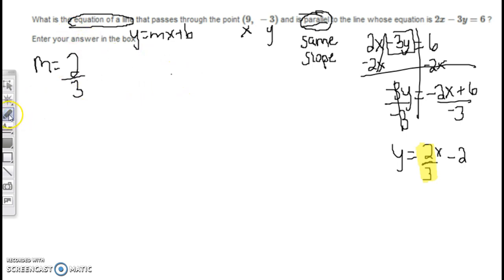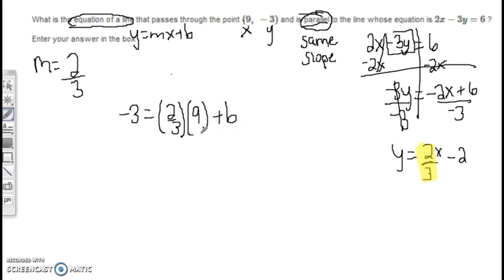So I have some information. I have the m that I can plug in, and I also have an x and a y that I can plug in. So I'm going to go ahead and do that. I'm going to say -3 equals 2/3 times x plus b. And so now I'm going to solve it for b.